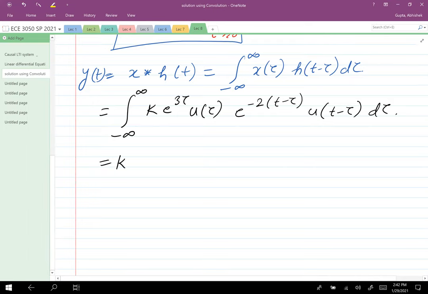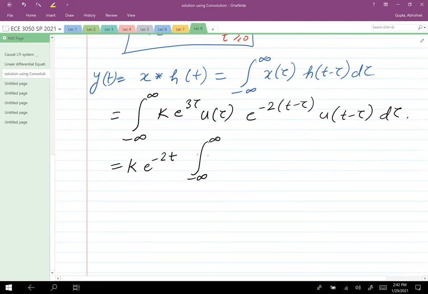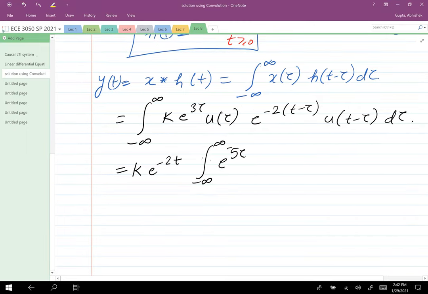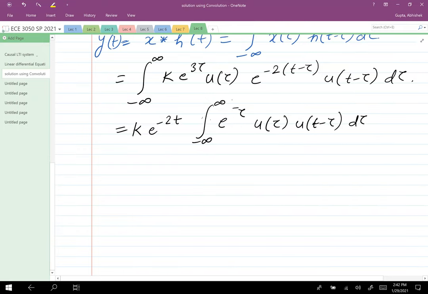Well, I can take the k outside. I can take the e raised to minus 2t outside because e raised to minus 2t doesn't depend on tau. And then what I have in the integral is e raised to 3 tau plus 2 tau, so 5 tau, u of t minus tau d tau. There is no negative sign here.